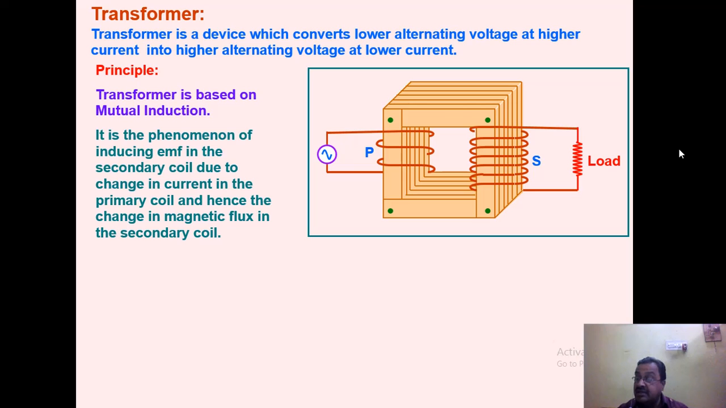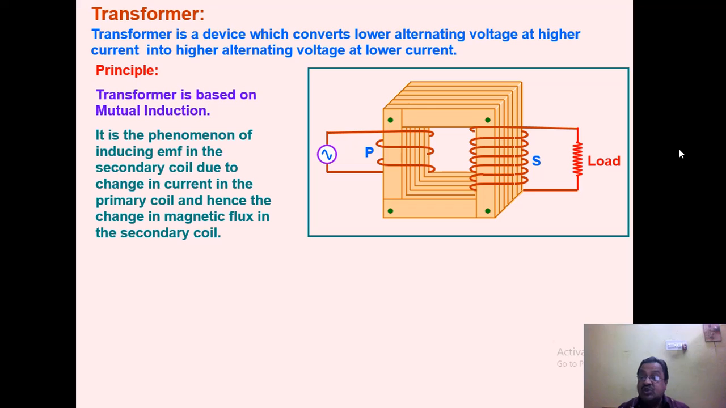Mutual induction means here what happens? An EMF is induced in a circuit due to a current changing in a neighboring circuit. So to say, it is the phenomenon of inducing EMF in the secondary coil due to change in current in the primary coil, and hence the change in magnetic flux in the secondary coil. So this is the principle basing upon which the transformer works.